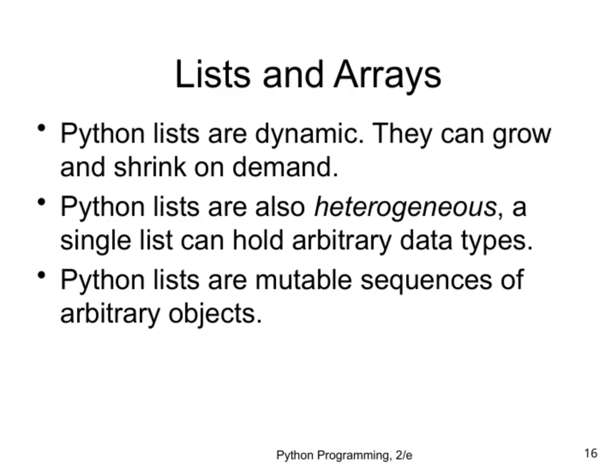Another key point is that Python lists are heterogeneous. Unlike some languages that require all elements to be of the same type, a single list can hold different data types. So, you could have integers, strings, objects, all in one list. This ties into the idea that lists are mutable sequences. You can change their content, add, remove, or modify items after creation. And because they can hold arbitrary objects, they're incredibly versatile for various programming tasks.